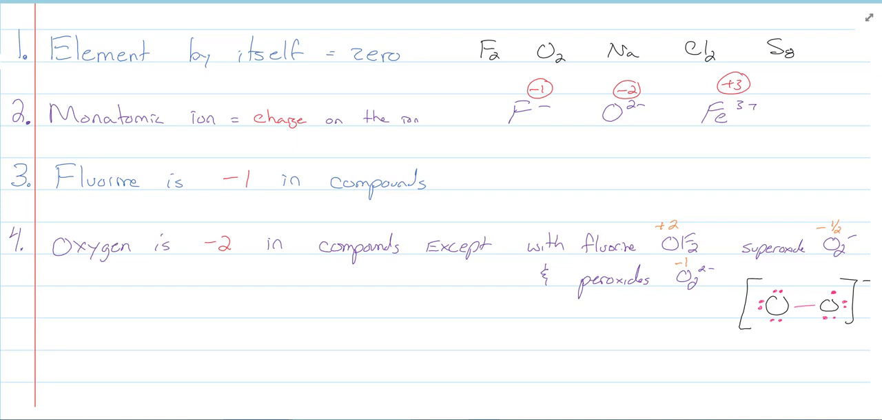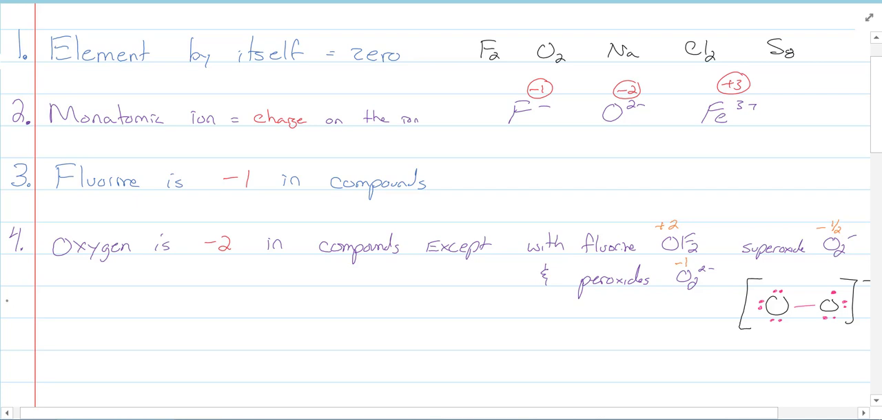It's a radical. The radical's in resonance. So on average, it's -1/2. So we take the average. Technically, one of them is -1, one of them is 0. That's how that works. But we just call it -1/2 and go with it.